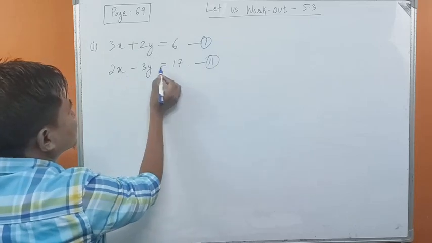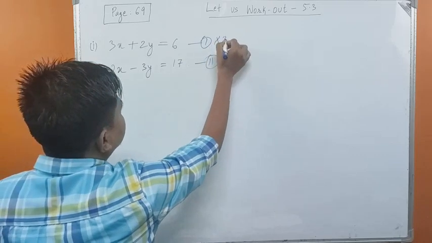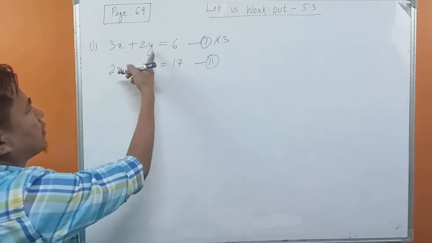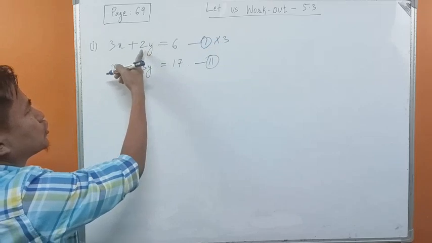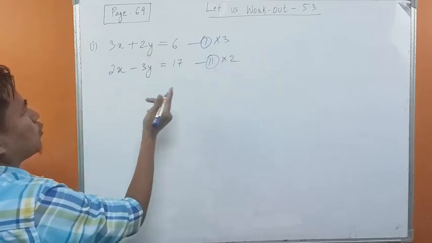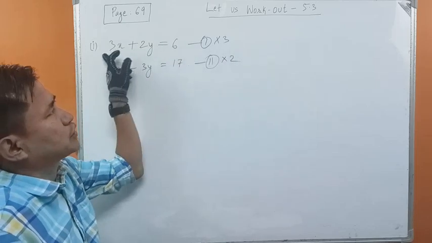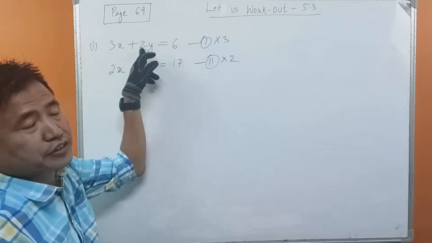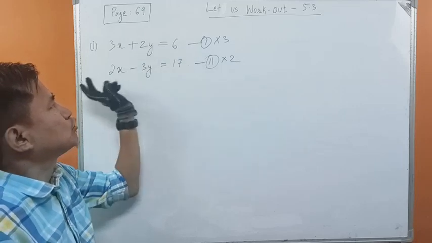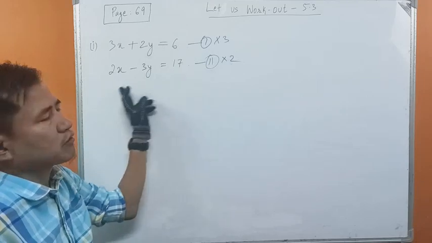Here you can see in equation 2, the coefficient of y is 3, isn't it? So I multiply equation 1 with 3. In equation 1, you can see the coefficient of y is 2. So I multiply equation 2 with 2. Now, when we multiply equation 1 with 3, I need to multiply both sides of this equation, not only the coefficient of y, throughout the equation. Similarly, when I multiply with 2, I need to multiply throughout the equation.